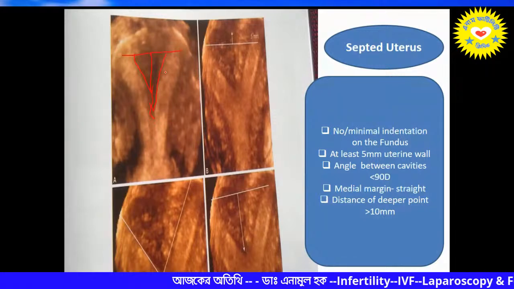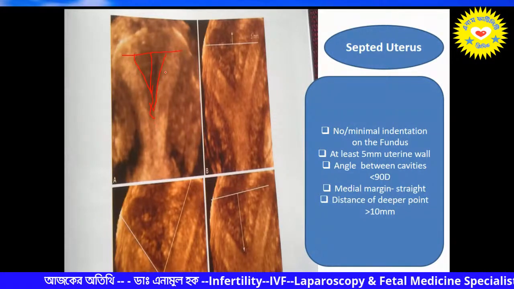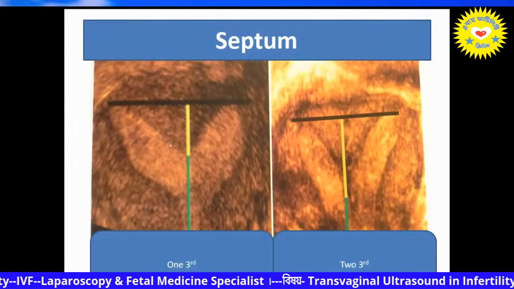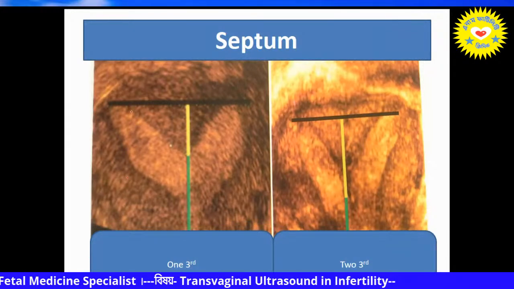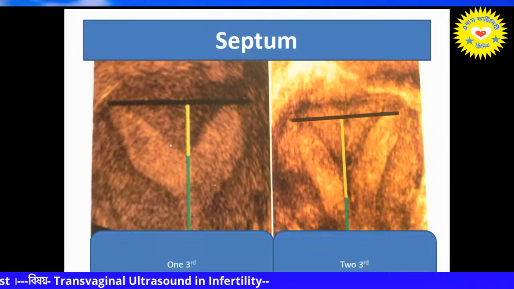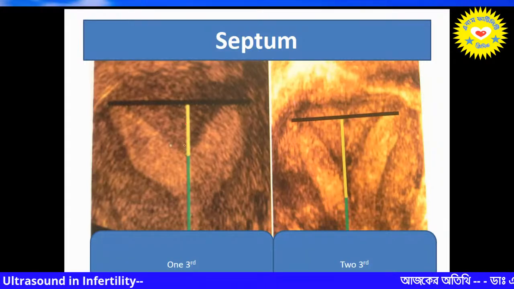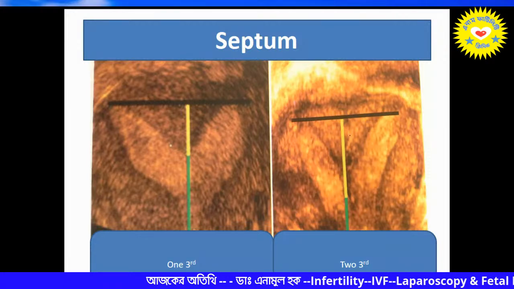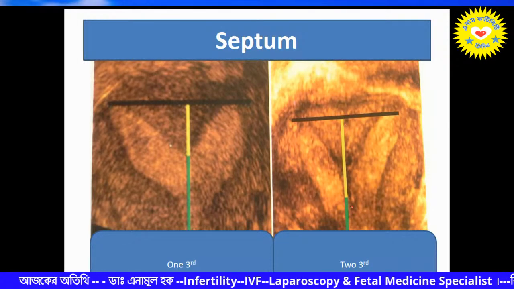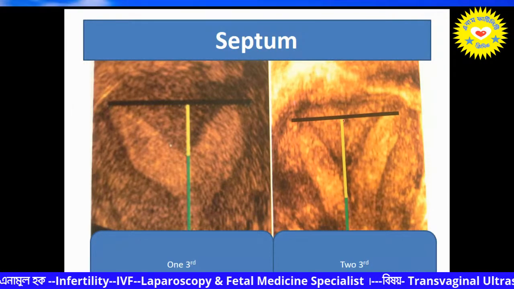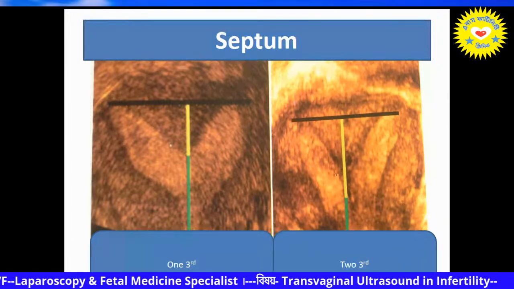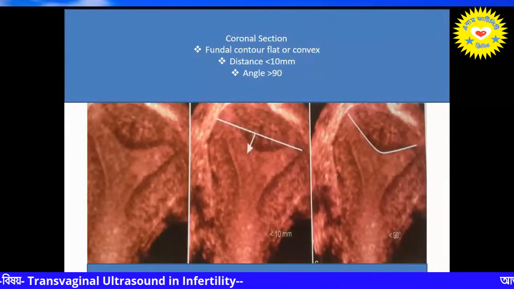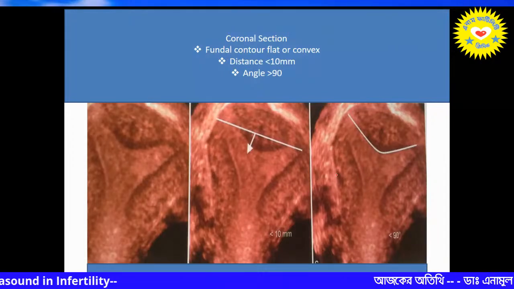And as you know, there are two types of septate uterus: partial septate uterus and complete septate uterus. So in a partial septate, when the septum covers the endometrial cavity less than 1/3, this is called partial septate uterus. And if it occupies more than 2/3 of the uterine cavity, this is complete uterine septum. So now type 6 is the arcuate uterus.